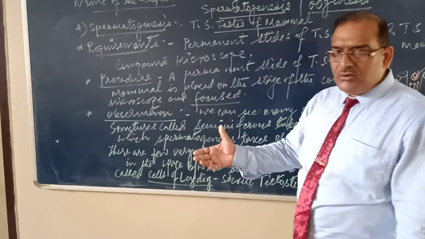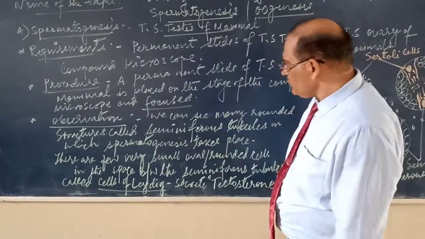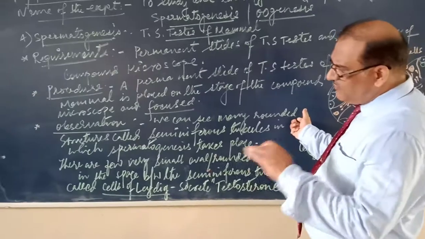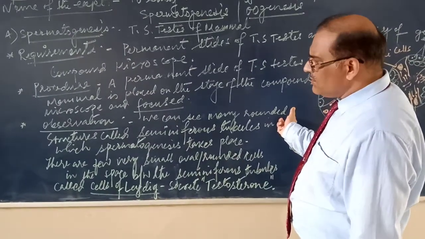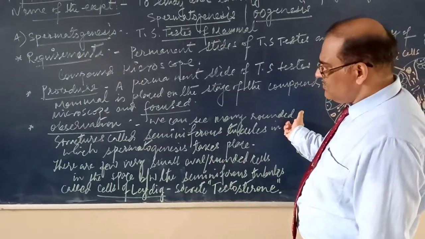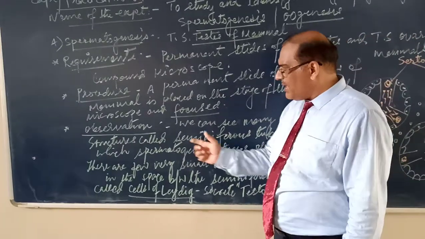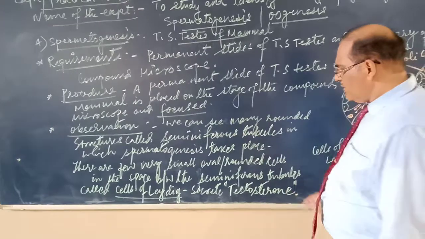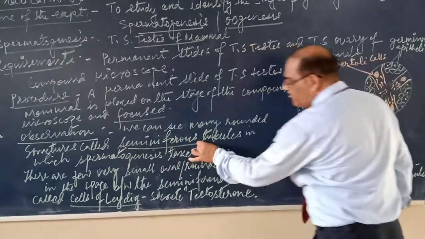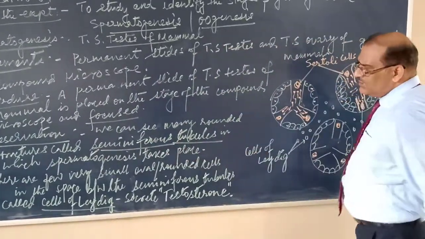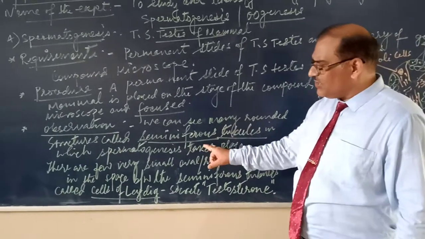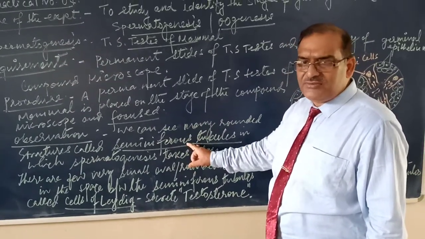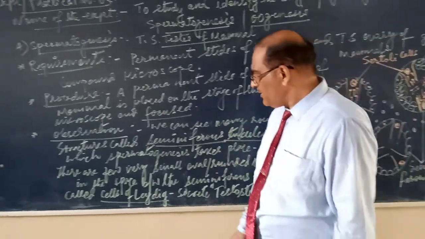When we see the picture, what do we observe? In the TS of testis, we see many rounded structures called seminiferous tubules. These seminiferous tubules are the sites of spermatogenesis. These are the structures in which spermatogenesis takes place.